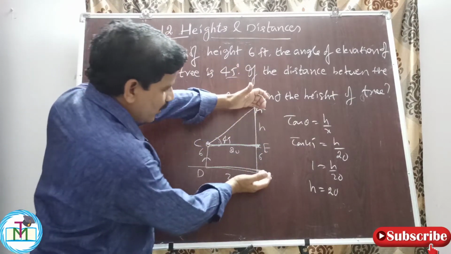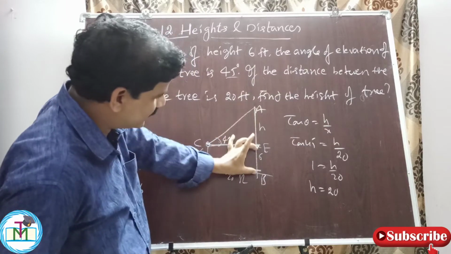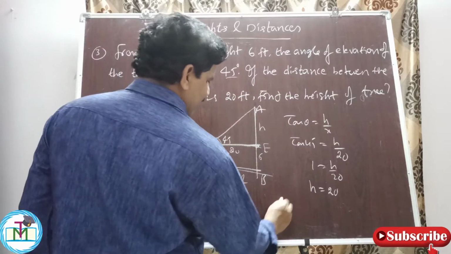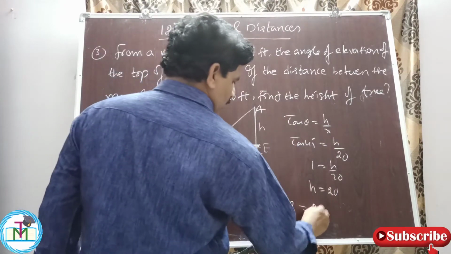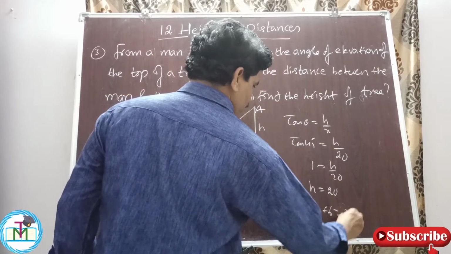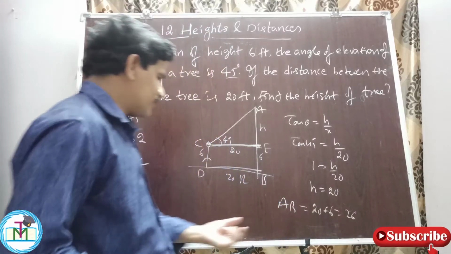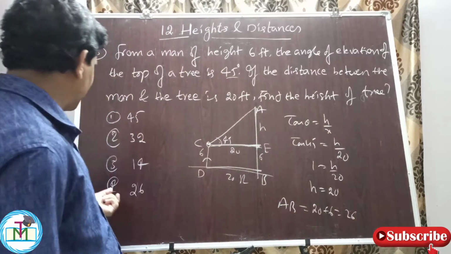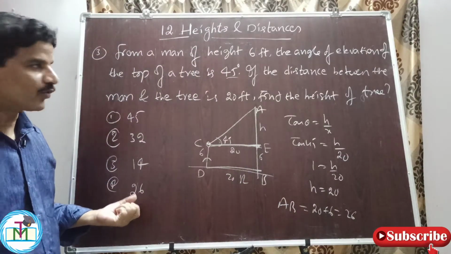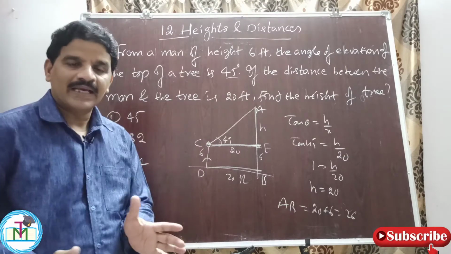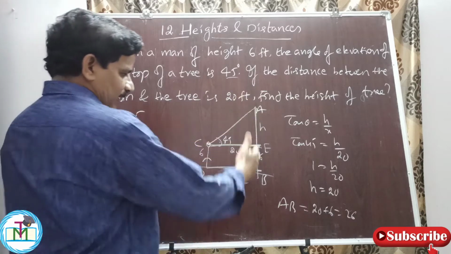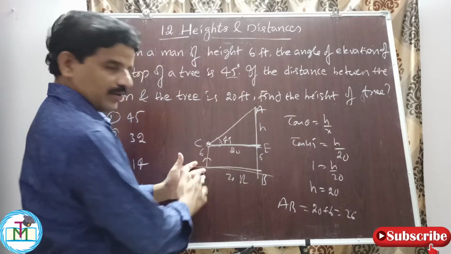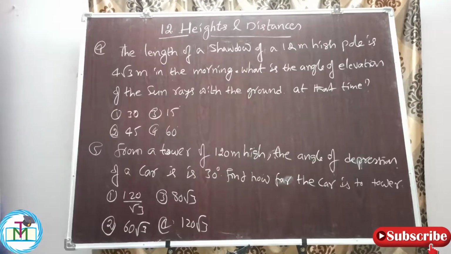I want the total height of the tree, so this part plus this part. The total height AB is equal to H plus 6, nothing but 20 plus 6 is equal to 26 feet. Therefore, the total height of the tree is 26. Option 4 is the right answer. So whenever the man's height is included, the distance is between the bottom of the tree and the foot of the man.